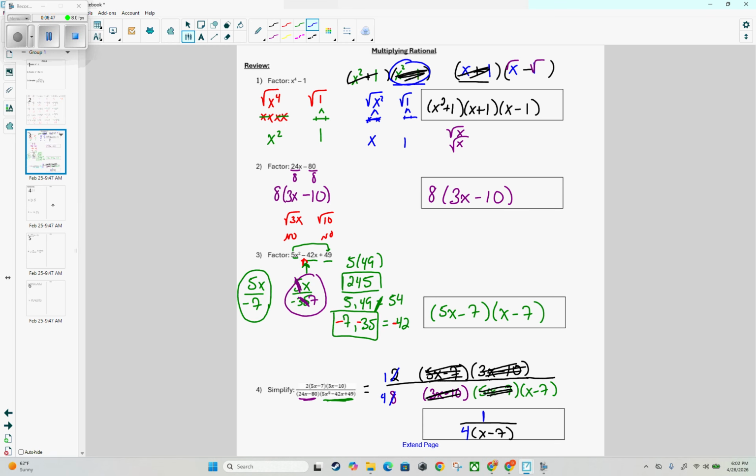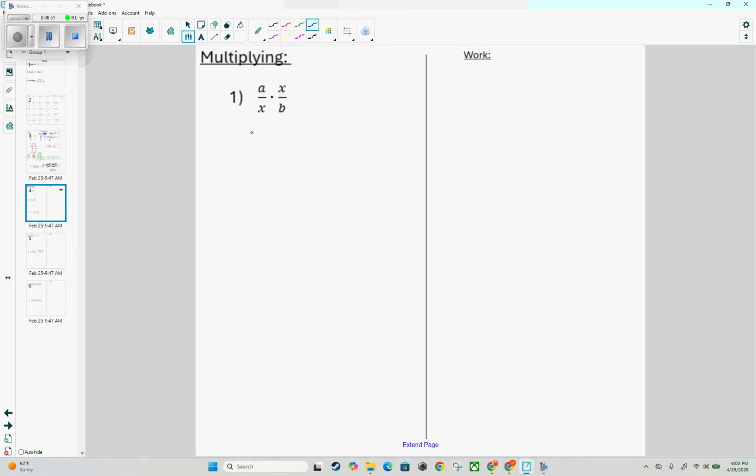So if you got simplifying, multiplying should be fairly easy for you guys. We got to remember how to multiply fractions. When we multiply fractions, we just multiply straight across. So what was on top here stays on top. What was on bottom stays on bottom. We just go straight across and just multiply these.